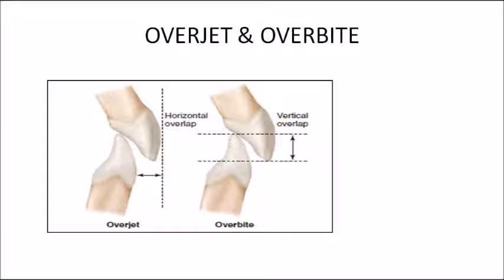So to begin, most of you already know what an overjet and overbite are, but for your information, overjet is the horizontal overlap between the upper and lower anterior teeth, whereas the vertical overlap of the upper and lower anterior teeth is referred to as the overbite.